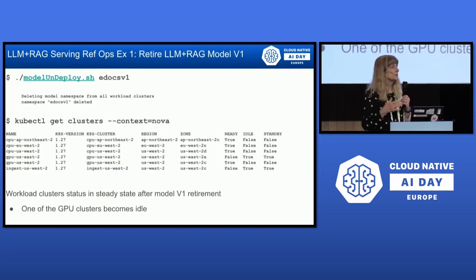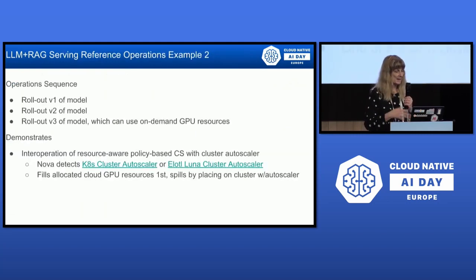So now, let's say we've done a lot of validation. We decide that version 2 is really good, it's better than version 1. We're willing to now retire version 1. And as we say, the simple answer to that is to remove the namespace. But behind the scenes, there's a lot of work to remove that namespace because basically the Nova control plane has to make sure that all of the workload clusters remove the namespace. So a lot of work goes on behind the scenes, but from the standpoint of you, the person that's administering the system, it's a very simple operation. So now we're back to one of the GPU clusters being idle, and we're done.